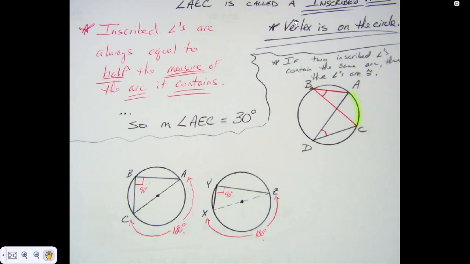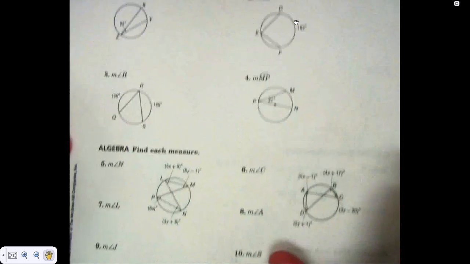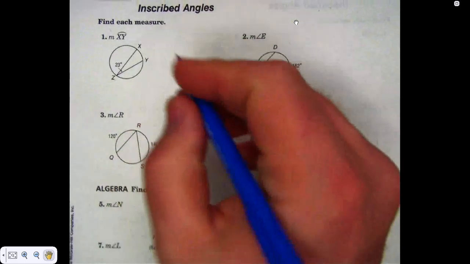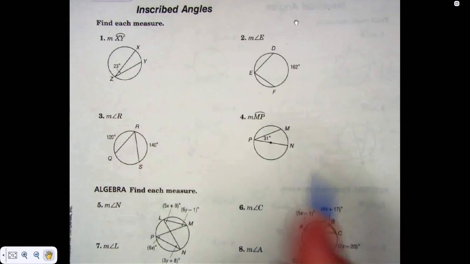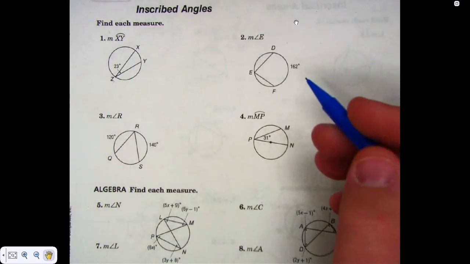Hence why we're doing chapter 10 right after chapter 8. Right? Because we just did that other stuff. Make sense? Now let's apply this. Let's get out our little red books and quickly do some problems. On page 129. Hey, if that one's 23, and this is an inscribed angle, how does it relate to the arc it contains?